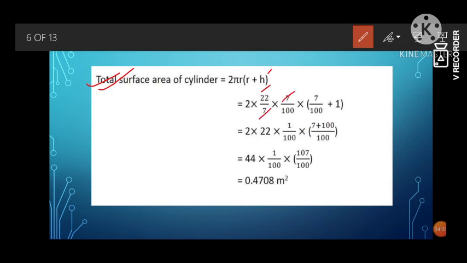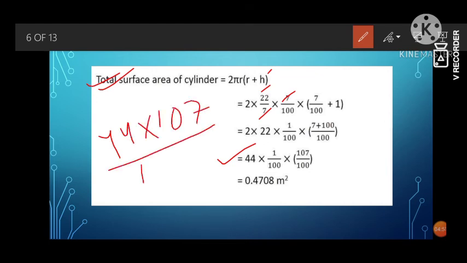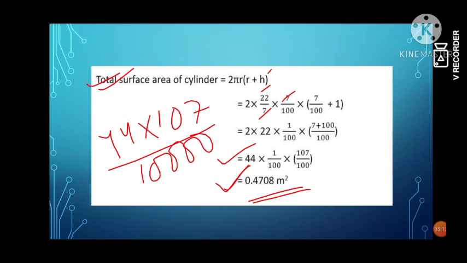We will preferably not cancel off 100 because it will give us the point shifting, to make it easier. So we will get 44 into 1 by 100 into 107 by 100. So we will multiply 44 into 107 and then divide it by 10,000. On calculating, we will get 0.4708 meters square of metal sheet required to construct that cylindrical vessel. So this was our sum number 6.